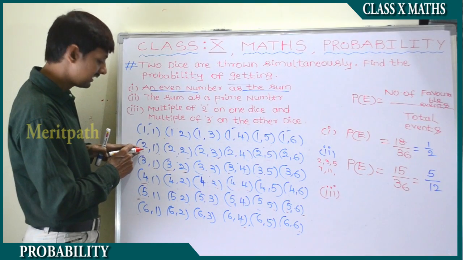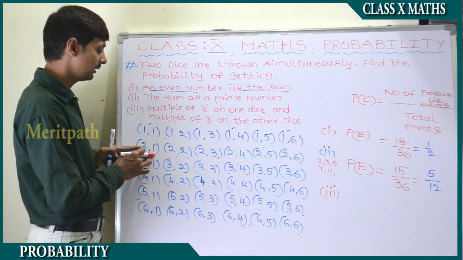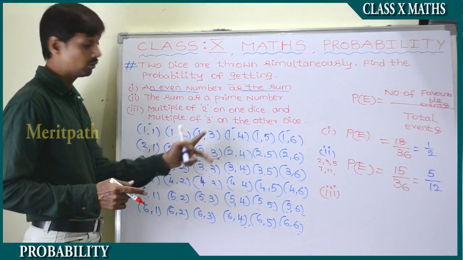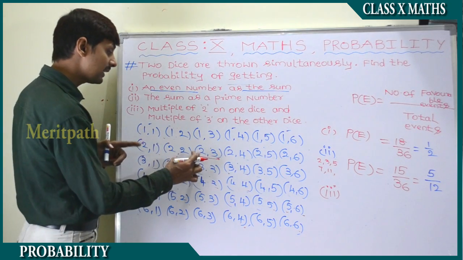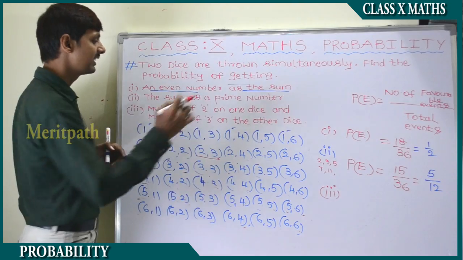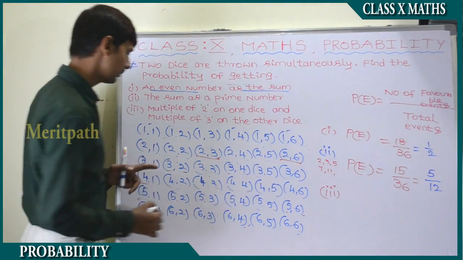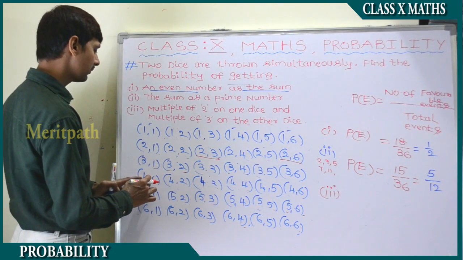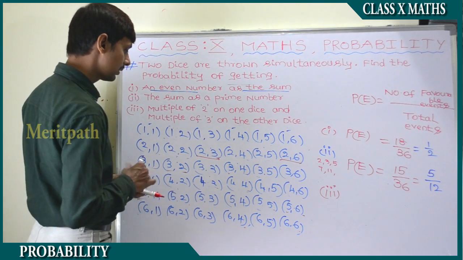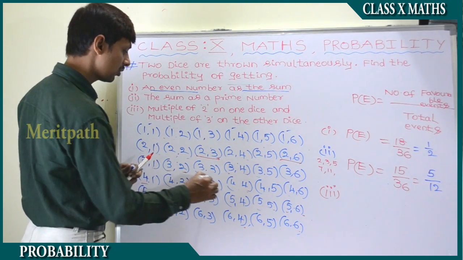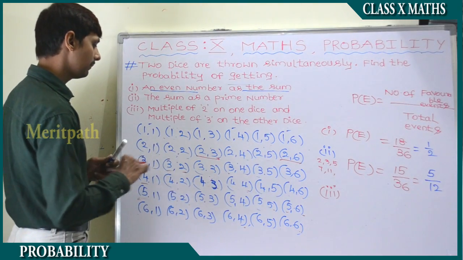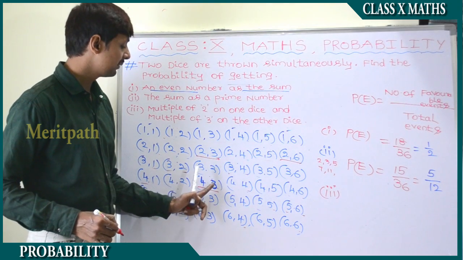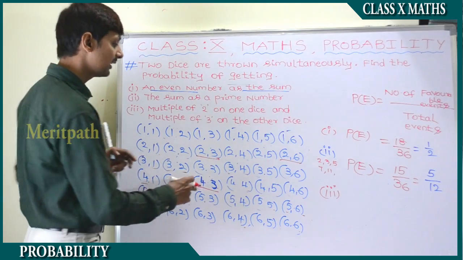Multiple of 2 is possible, but multiple of 3 is not possible here. Multiple of 2 is a multiple of 2 and 3 is a multiple of 3. On the first dice 2, on the second dice 3, it's possible. So 2, 6 is possible. And a multiple of 2 on the first dice, it's not possible because the second dice is multiple of 2 and multiple of 3, which is possible because the multiple of 2 is 4 and the multiple of 3 is 3. So it's possible.